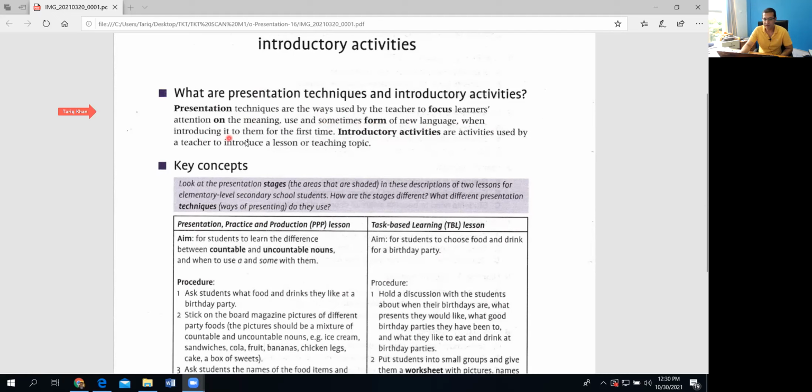This is when introducing it to them for the first time. Introductory activities are activities used by a teacher to introduce a lesson or teaching topic. Now, introductory activities, what's the function of it? We use it when we start a lesson. So we select what type of introductory activity needs to be used in order to prepare the students and their focus and concentration towards the topic.